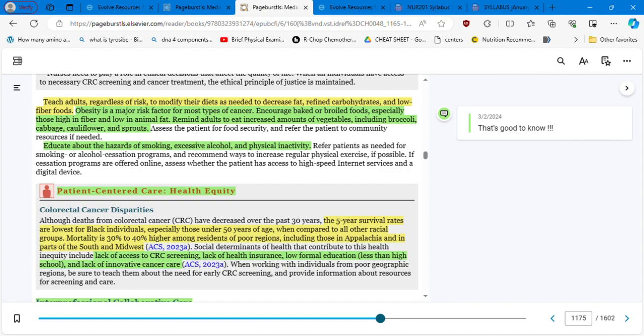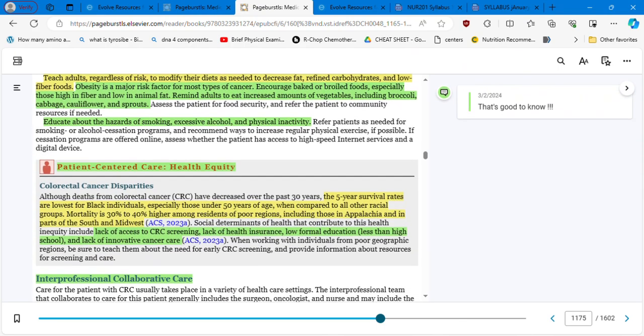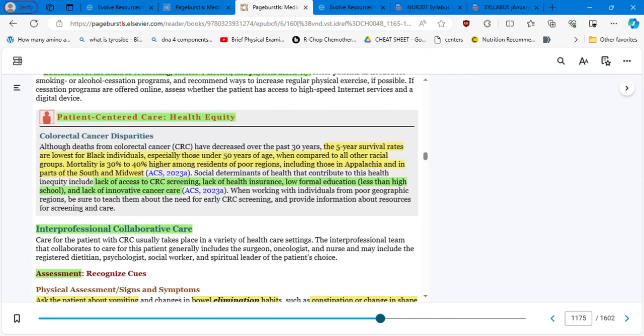Okay, you can eat steamed broccoli, you can prepare broccoli souffle, broccoli soup, you can eat it just baked with some sauce on the side, the same with cabbage, the same with cauliflower and sprouts, okay? Educate about the hazards of smoking, excessive alcohol, and physical inactivity. We spoke about that, and that's good to know.